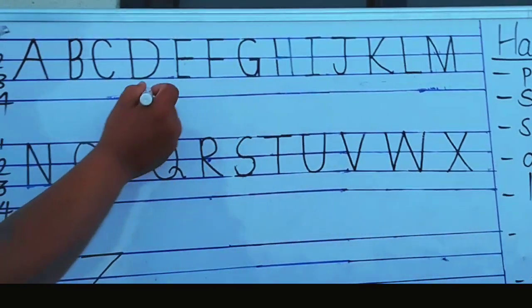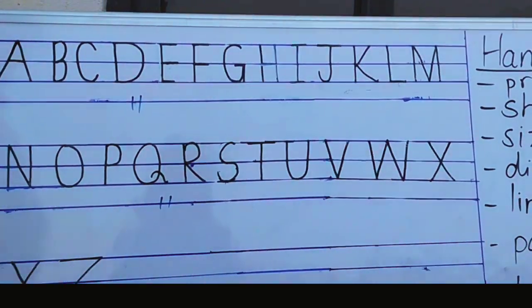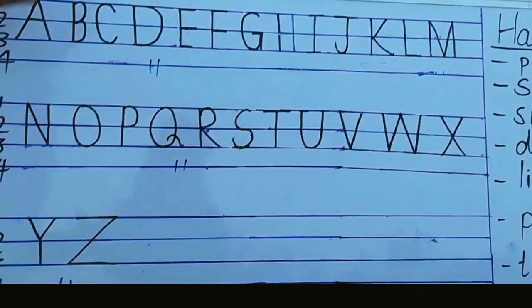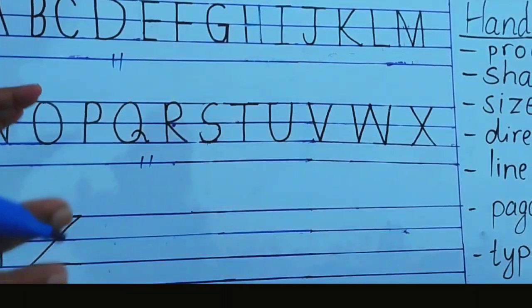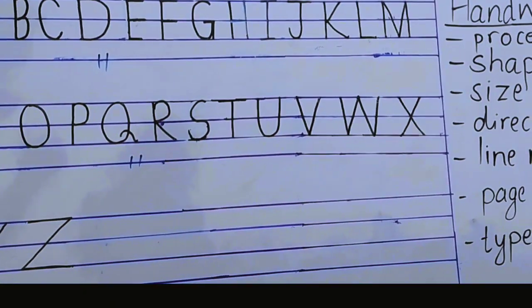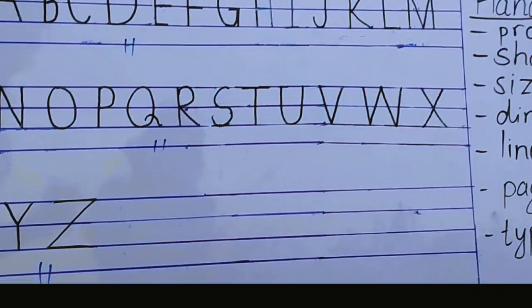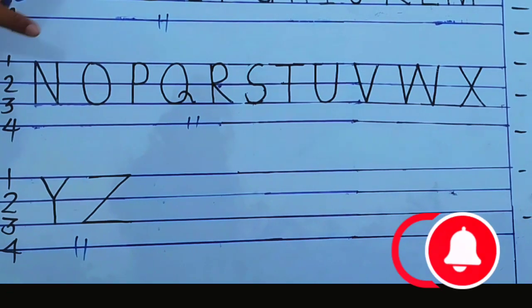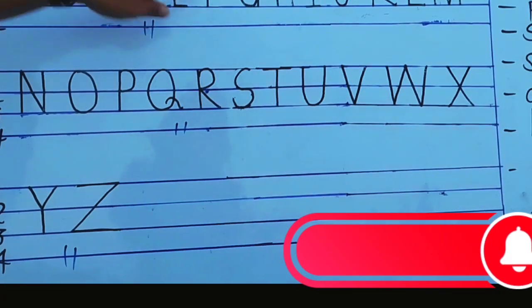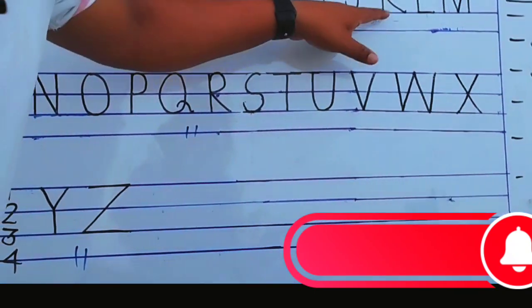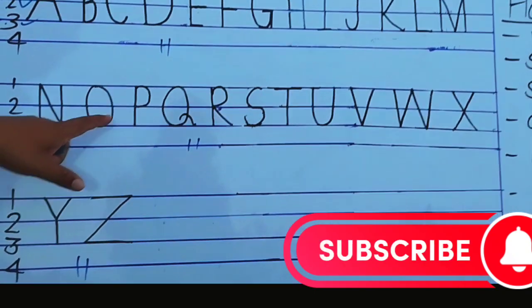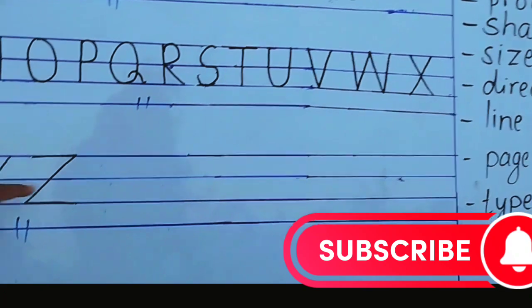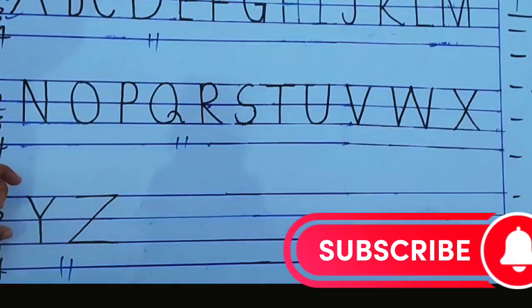Look there, this fourth line has nothing. So it's clear that you teach your students, you teach your children, that for capital letters you use only 3 lines. That's first, second, and third. Look here: A, B, C, D, E, F, G, H, I, J, K, L, M, N, O, P, Q, R, S, T, U, V, W, X, Y, Z. So all are within 3 lines.